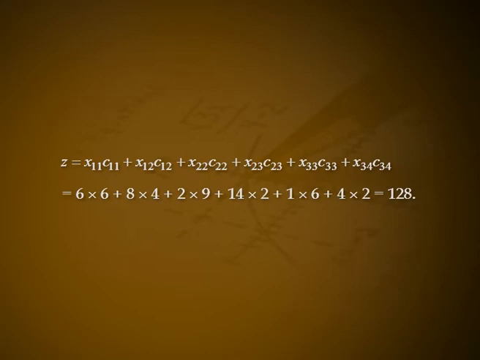The transportation cost according to the above route is given by Z equal to x11 C11 plus x12 C12 plus x22 C22 plus x23 C23 plus x33 C33 plus x34 C34, that is equal to 6 into 6 plus 8 into 4 plus 2 into 9 plus 14 into 2 plus 1 into 6 plus 4 into 2, that is 128. The cells which get allocation will be called basic cells. Here the basic cells are the cells 1 1, 1 2, 2 2, 2 3, 3 3 and 3 4.